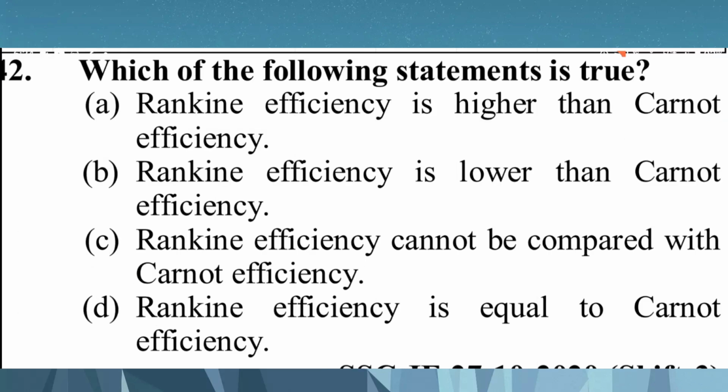ऐसे ही क्वेश्चन नंबर 42. Which of the following statements is true? A. Rankine efficiency is higher than the Carnot efficiency. B. Rankine efficiency is lower than the Carnot efficiency. C. Rankine efficiency cannot be compared with the Carnot efficiency. D. Rankine efficiency is equal to Carnot efficiency. B. Rankine efficiency is lower than Carnot efficiency.